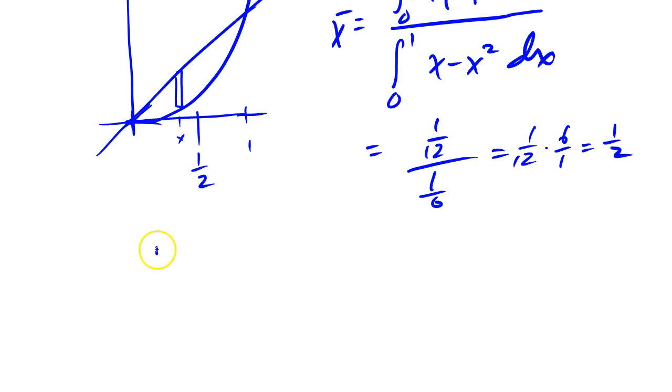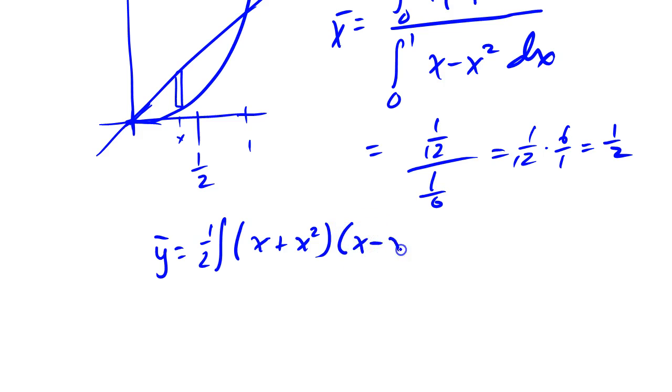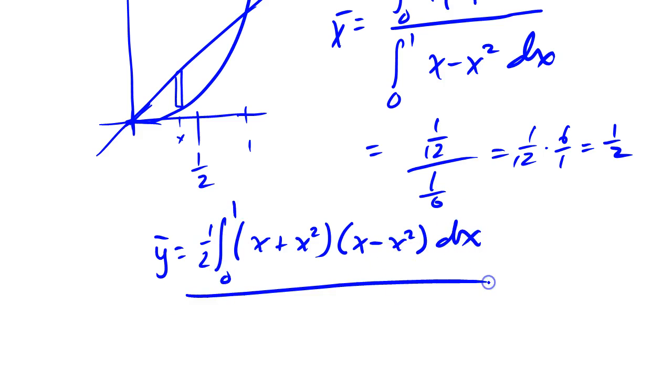Let's calculate y bar now. So y bar is the integral of 1/2, and I'm going to write it out like this: the top function plus the bottom function divided by 2, that's the average value, times the top function minus the bottom function, times dx. That's the area. Integrate from 0 to 1. And now divide by that same denominator. Well, I've already done that, so let's just write that as 1/6.